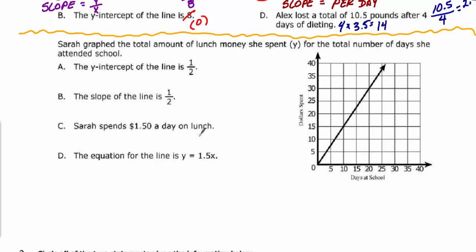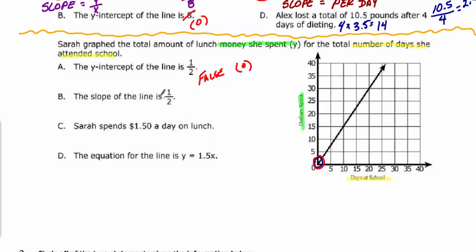So here we go. There's a graph of how Sarah spent her lunch money. It's the money she spent as the Y value, dollars spent right there. And it's the days she attended school as the X value. So first question, the y-intercept is 1/2. Well, it's not. There's the y-intercept right there. This intersects at 0. So we know that that's false. That's a false statement because it should be 0.